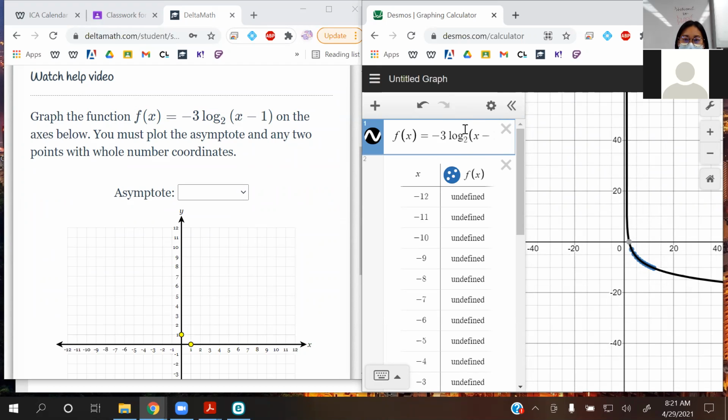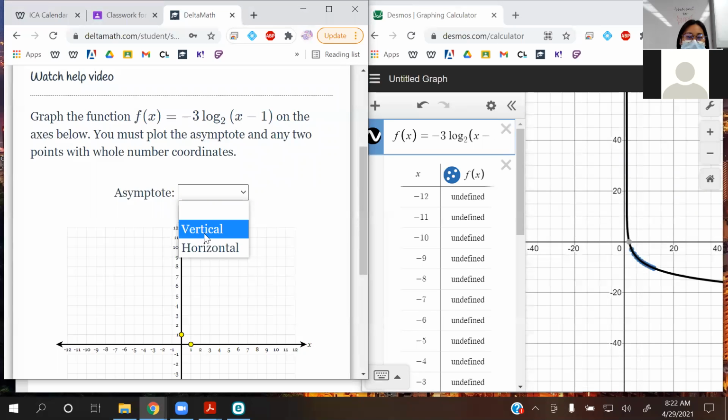So if it says log, it has a vertical asymptote. If it's exponential, like there's no word log here, and it has an exponent, then you have a horizontal asymptote. If it's log, we will have a vertical. I guess I can put it in right now.